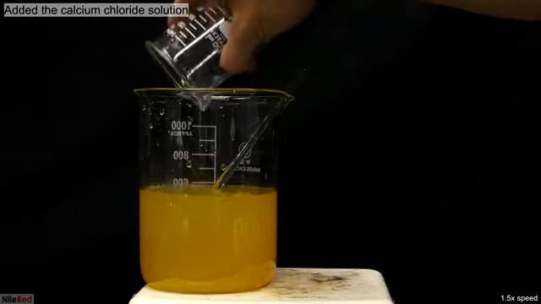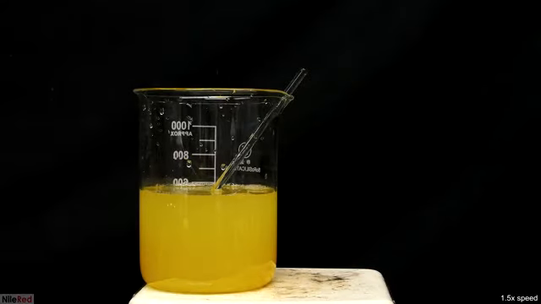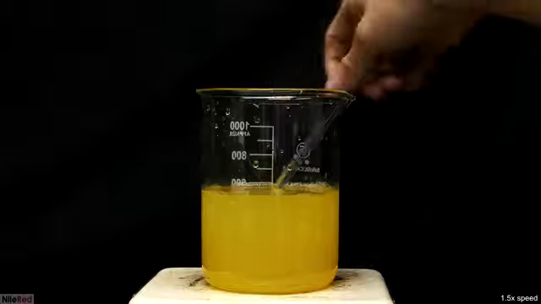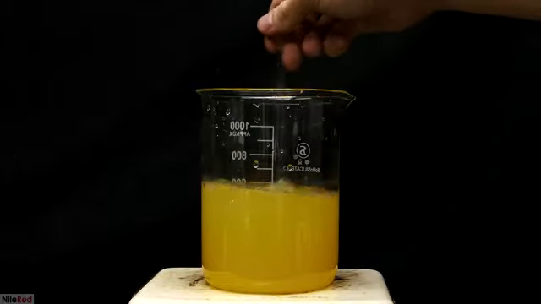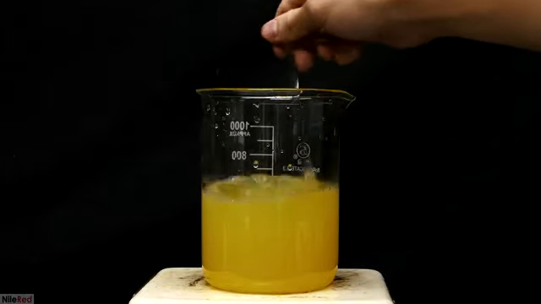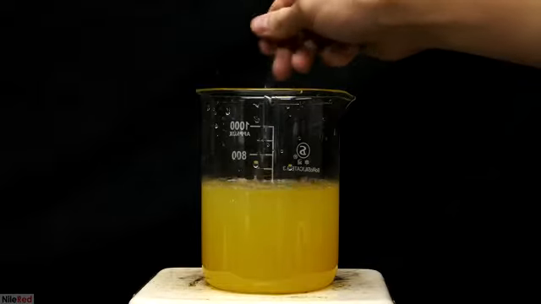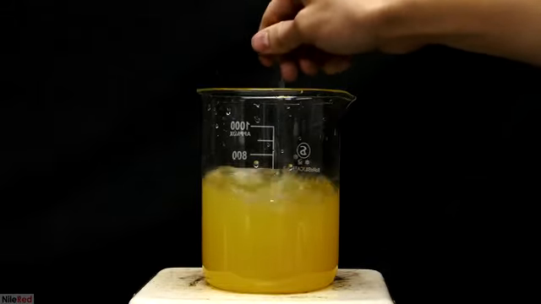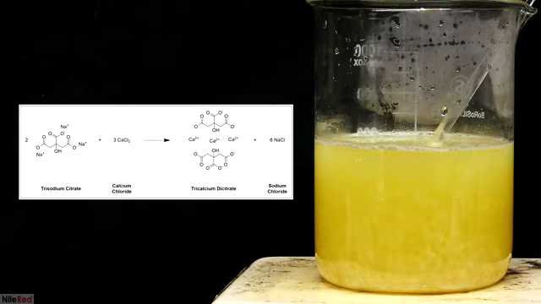It was all added to the sodium citrate solution, and then using the glass stir rod, I mixed it thoroughly. Not much is going to happen at room temperature, and to get the reaction going, we have to heat it up to boiling. As the solution gets hotter, we start to see calcium citrate forming.